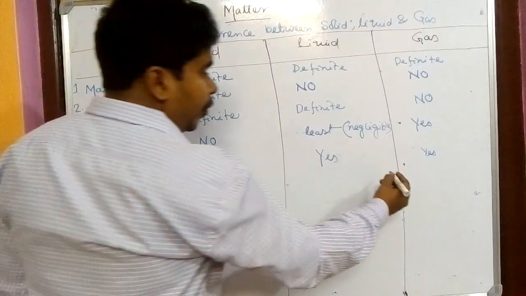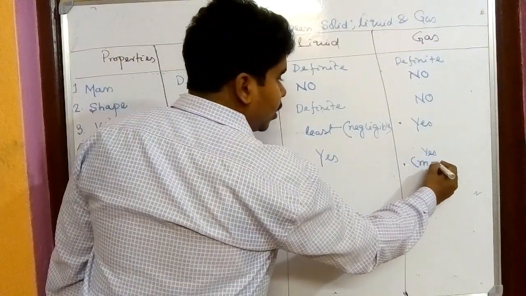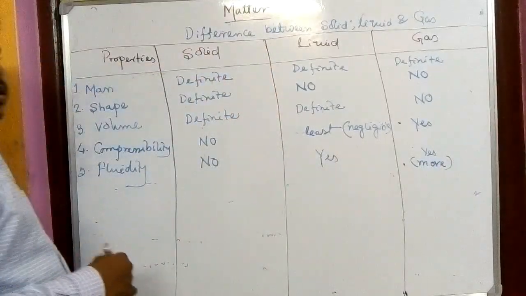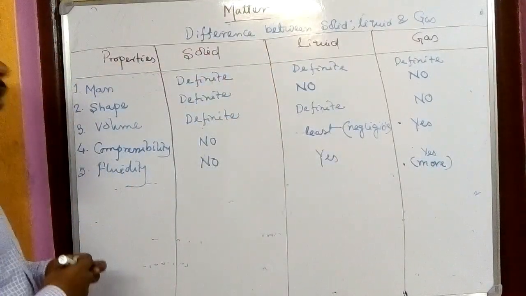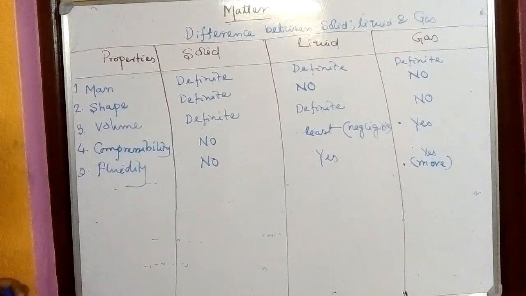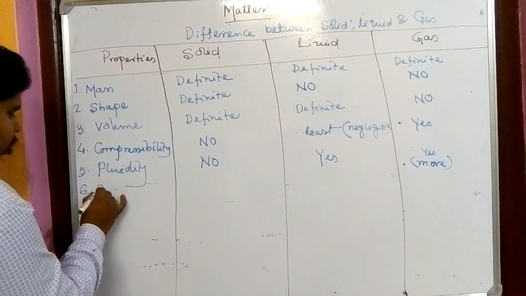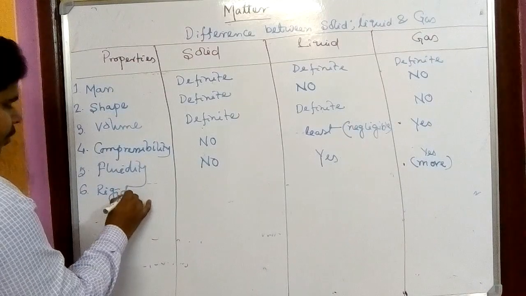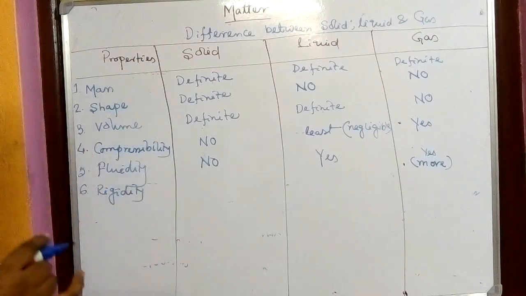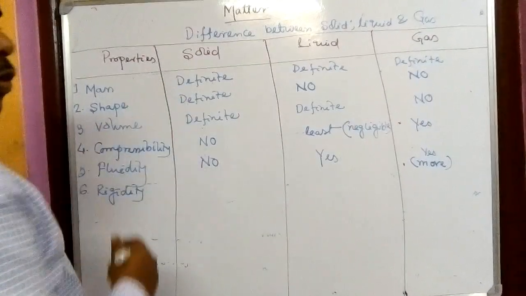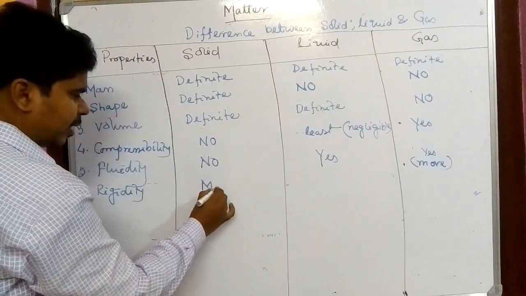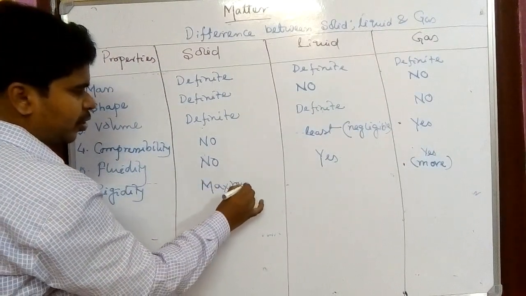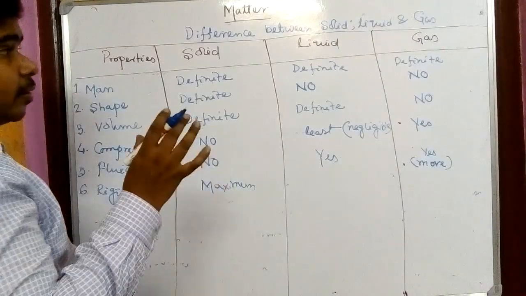But between liquid and gas, whose fluidity is more? Definitely the gas's fluidity is more than the liquid. The gas can move faster than liquid, so the fluidity is more in gas rather than liquid. Now we have to come to the next part, number 6, rigidity. Just now we have discussed rigid. Which substance is rigid? For solid, we can say its rigidity is maximum. So the solid substances are rigid.